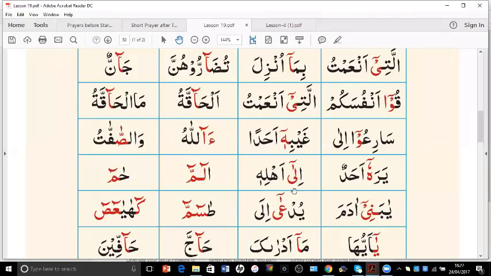La, ila. There's an a here. There's a ha sound that it's got to join on with, because this is a ha sakin. This sound and this sound have got to join. So it becomes an a and a ha joined together.